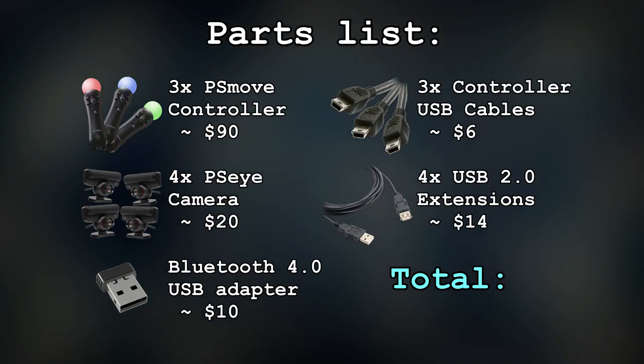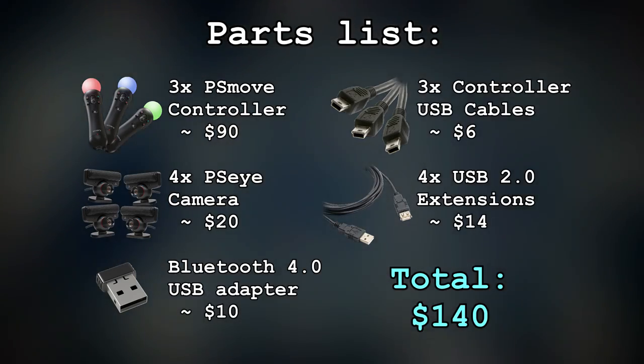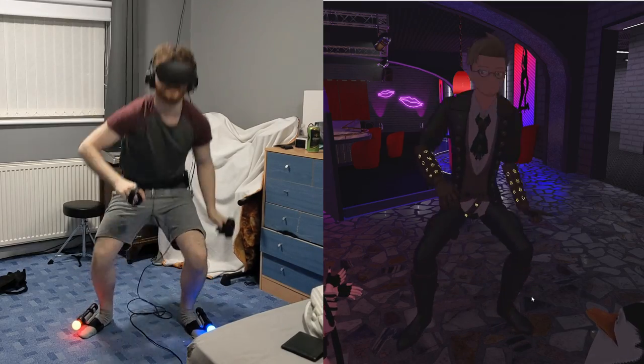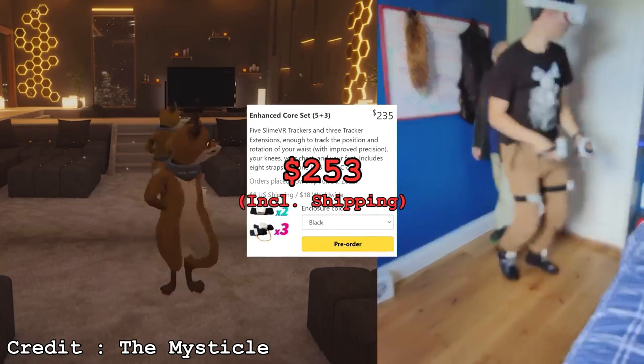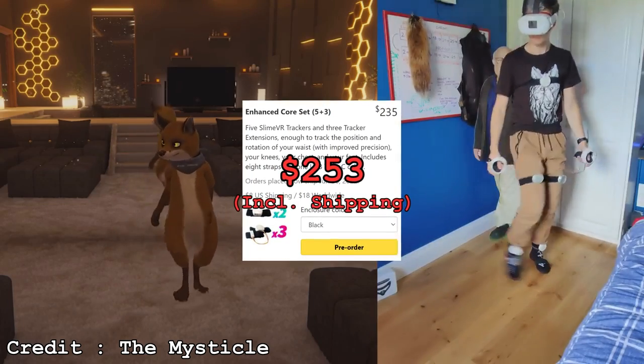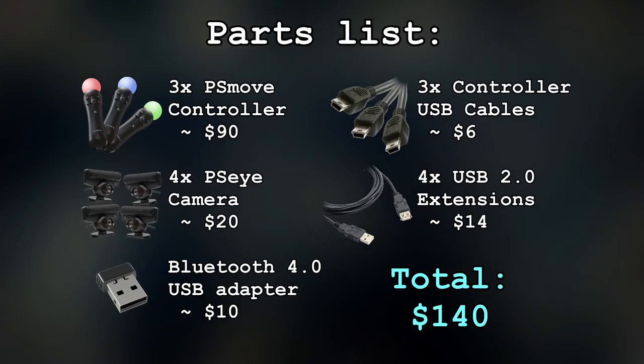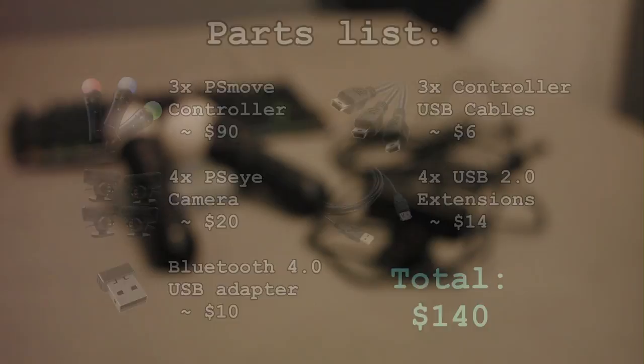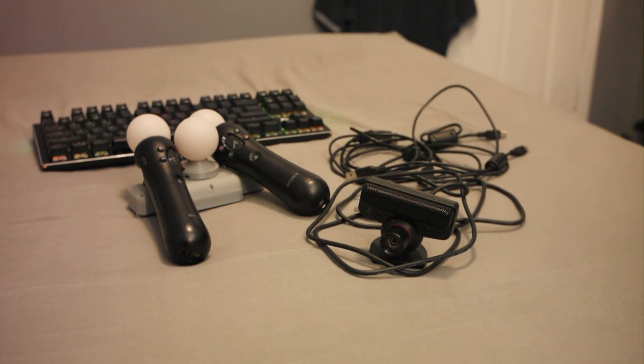The total here comes out to about $140, which isn't much more than a Vive 3.0 on its own. Pretty good for a full-blown 6-point tracking solution if I do say so myself, especially when SlimeVR's equivalent offering is over $250, including shipping. The full list of things you'll need will be available on screen now and down in the description. And now that you have everything ready, it's time to actually set it up.